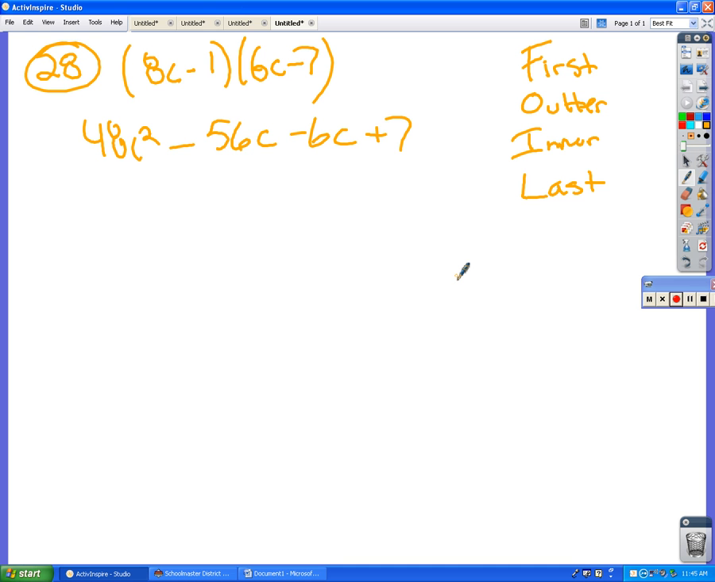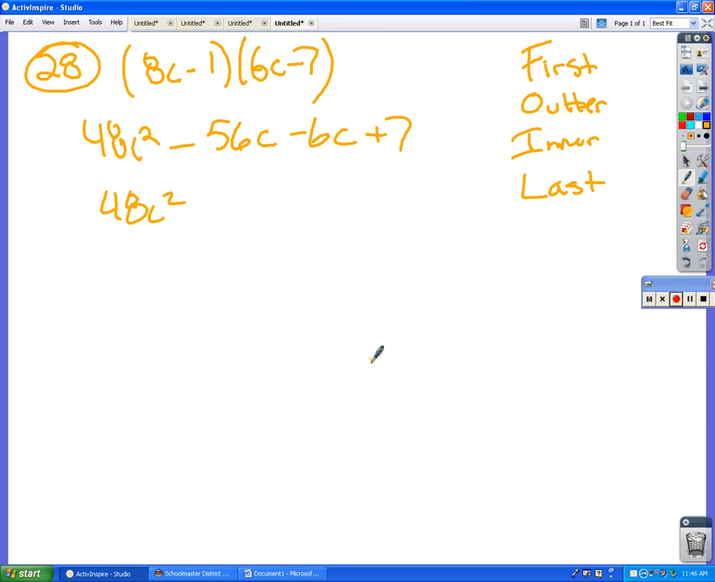Notice that you will never multiply together 2 things in the same parentheses. I will never multiply the 8c and the negative 1 together. I will never multiply the 6c and the negative 7. It's weird because Marcus was saying how he wanted to do it. Well, I told him if he wants to, that's okay, but it is wrong. All right, not done yet.